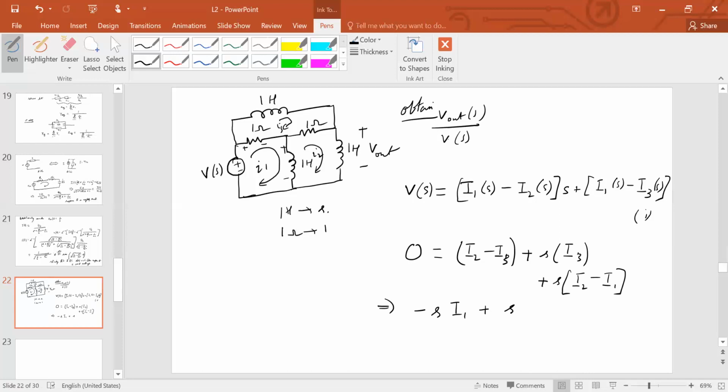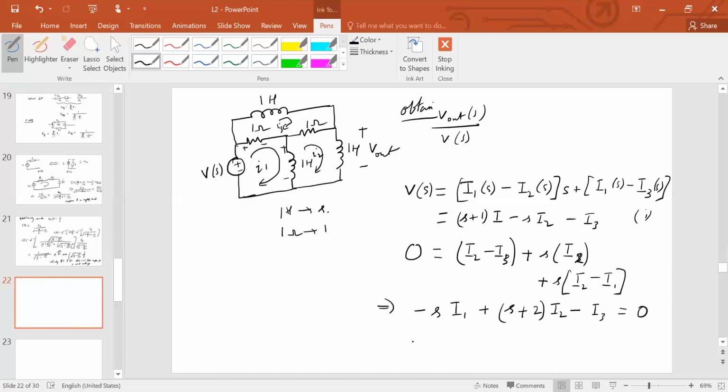Sorry, this should be I2, no? Yeah, this is I2, not I3. So this is S plus 2 I2 minus I3 is equal to 0. So this equation also I would like to simplify in the same fashion. So I can write this as S plus 1 I1 minus S I2 minus I3.